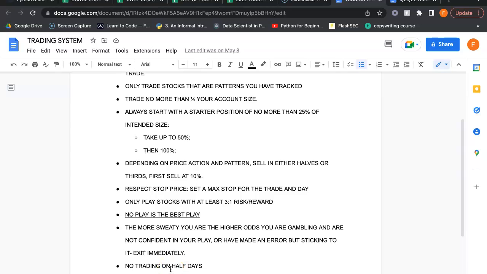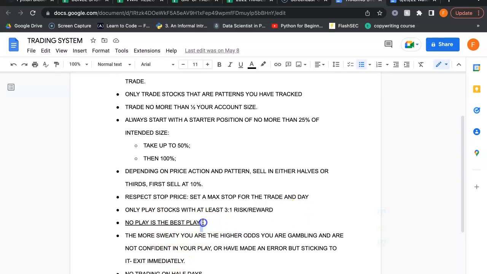Take the day off. Usually big traders on half days and holidays and whatnot, they're not really looking at the market. So just take a break. Why not? If big money's not going to be there, just take a break. No play is the best play. This is coming from experience of overtrading and forcing plays.